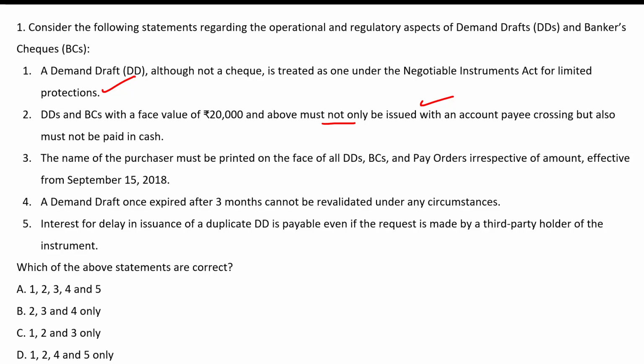The name of the purchaser must be printed on the face of all demand drafts, banker's cheques and pay orders, irrespective of the amount, effective from September 15, 2018. Yes, this statement is also correct. A demand draft that expired after 3 months cannot be revalidated under any circumstance. No, it can be revalidated once within 1 year. So this statement is not correct. Interest on delay in issuance of a demand draft is payable even if the request is made by a third party holder. So this statement is not correct. Option C, statements 1, 2 and 3 are correct.